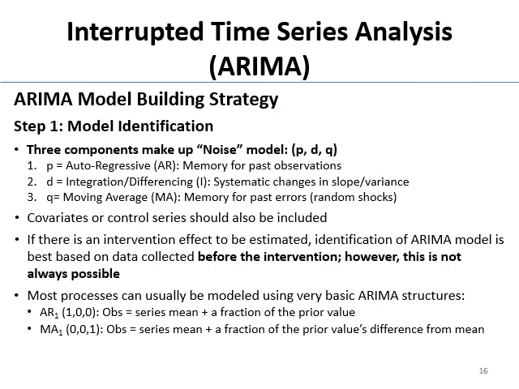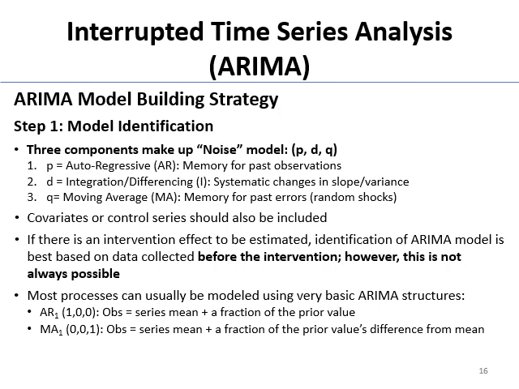All right, so MA, or a PDQ of 0,0,1, is an MA1 model. It says that we can predict an observation as equal to the series average, so the average Pop-Tart sales, and then a fraction of the prior value's difference from that series mean. Meaning how weird the prior month was helps us predict this month's Pop-Tart sales. So that's an MA(0,0,1) model.